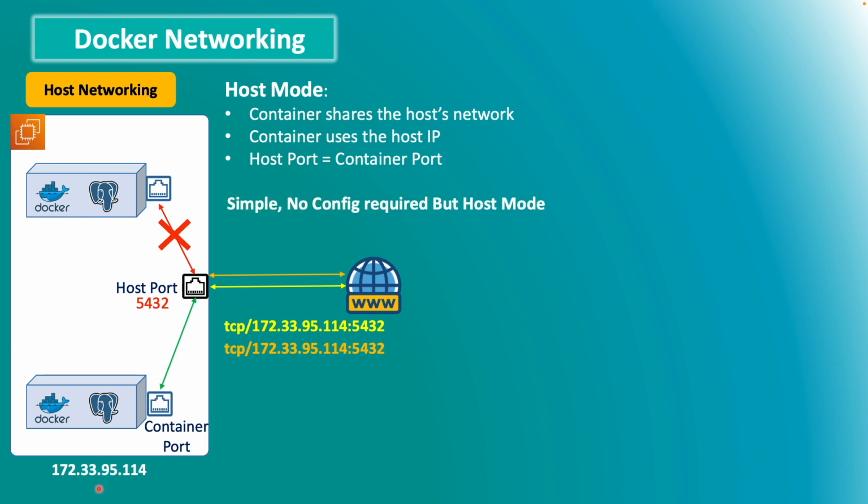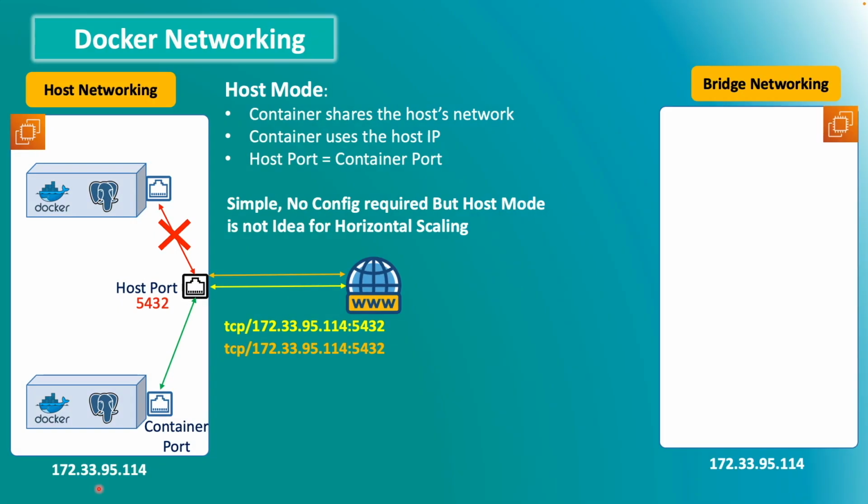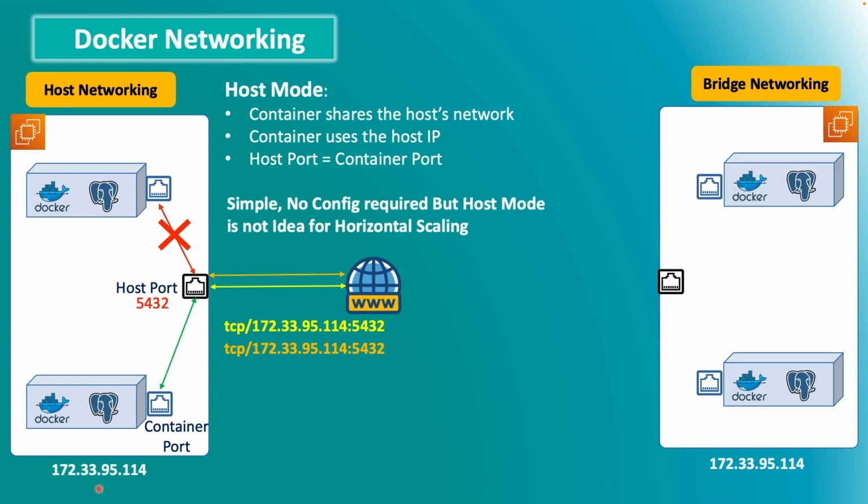That is why host mode is very simple. No configuration is required, but the problem is you can't use this mode when you have container auto scaling configured. Please remember this phrase: host mode is not applicable for horizontal auto scaling. Then what is the alternative? A better alternative of host networking is bridge networking mode. For bridge networking, we'll take the same VM based host example and we'll run two containers.